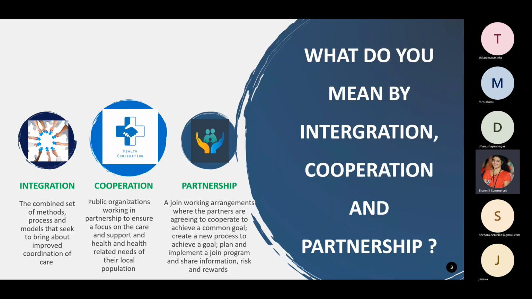First, we'll see the meaning of integration, cooperation, and partnership. More or less, the meanings are similar. When we talk about integration, cooperation or partnership, the three terms are similar, but we can differentiate them with some very minimal differences.